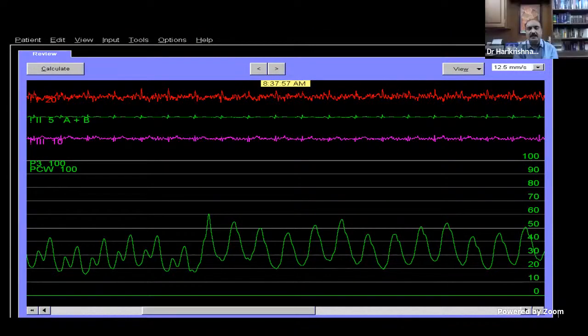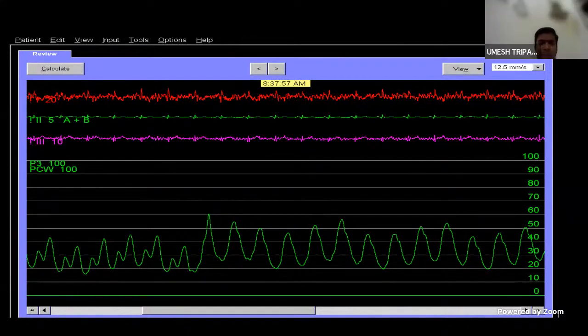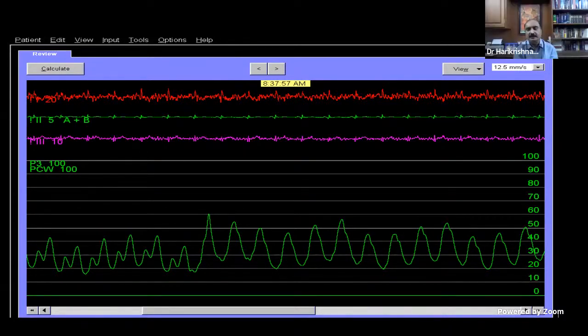This is an example. Can you just discuss? This is a pullback tracing from pulmonary capillary wedge into the pulmonary artery. Why do you say that this is a pulmonary capillary wedge? Because it has got two different waves. Very good. And it is already written there, PCW. That is also a clue. Then there's a single waveform in the subsequent. And what about the pressures? Is it normal? Is it high?